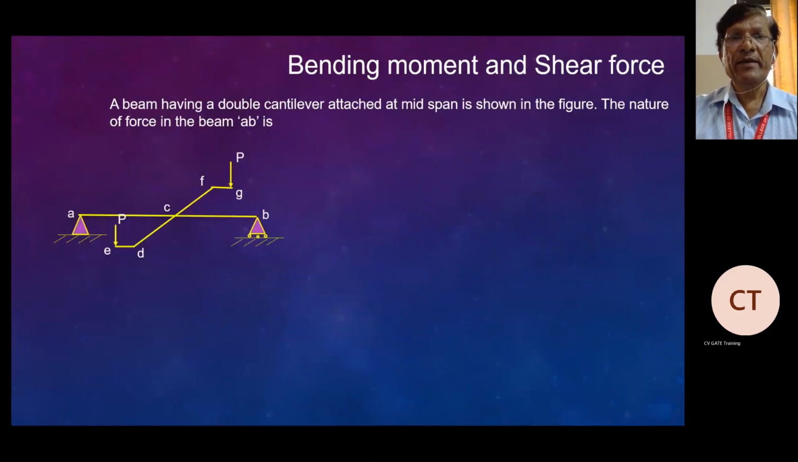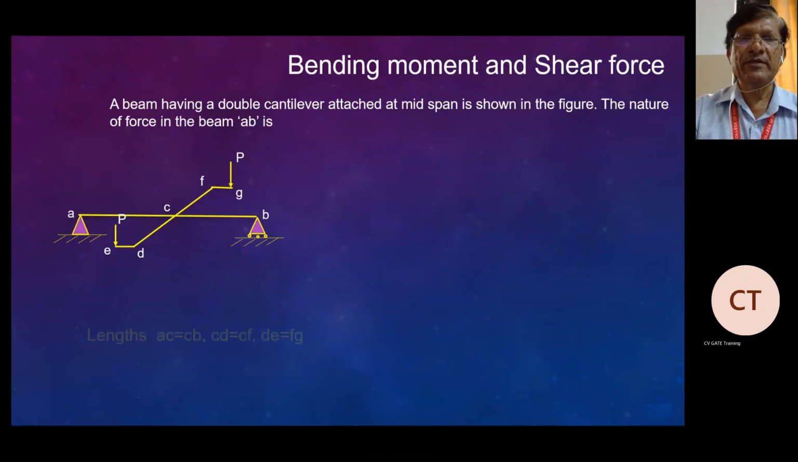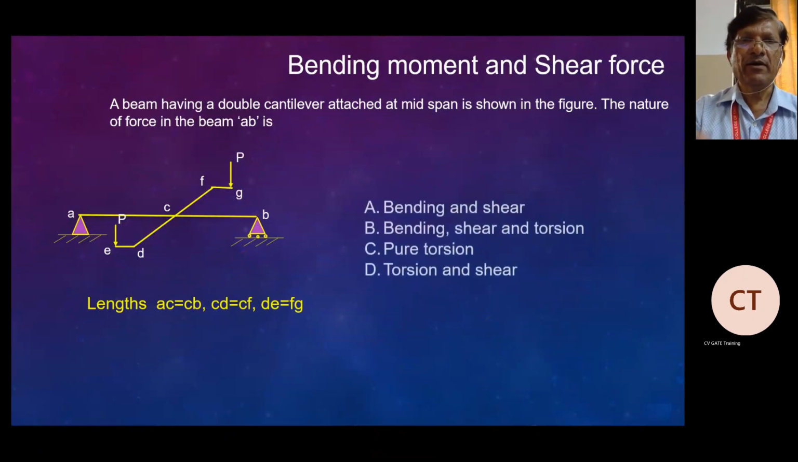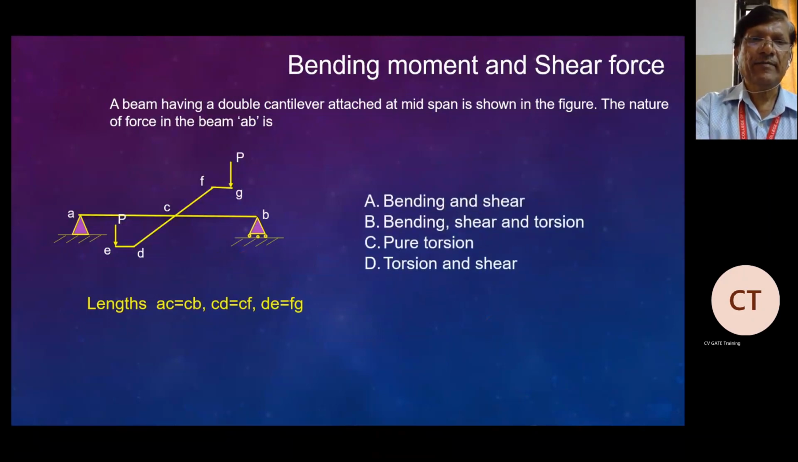A beam having a double cantilever like this attached at the midspan as shown in the figure. What is the nature of force in the beam? This is the beam AB, and we are interested to know the nature of force in the beam AB. All the lengths are given: length AC is equal to CB, and this length is equal to this length, they are given.